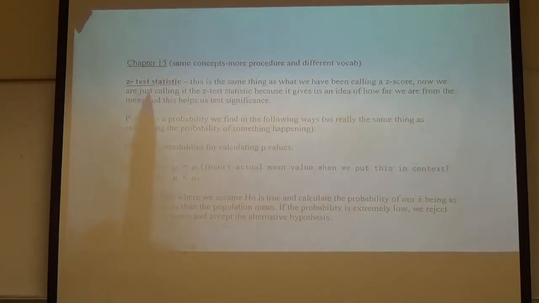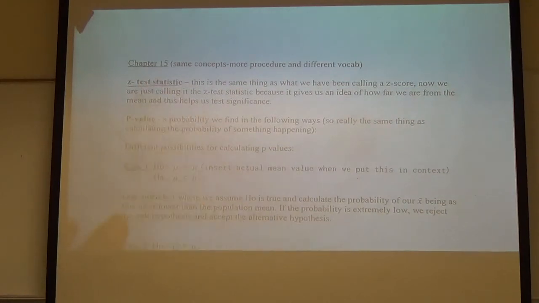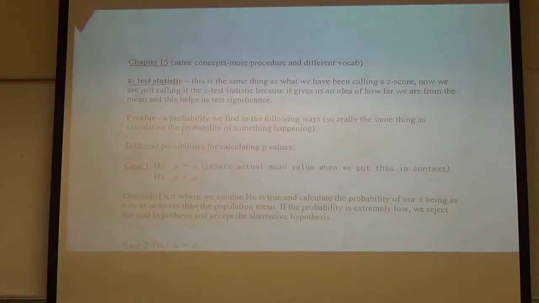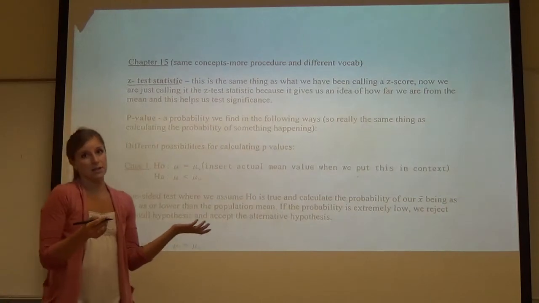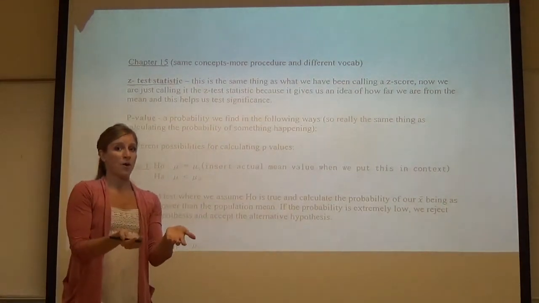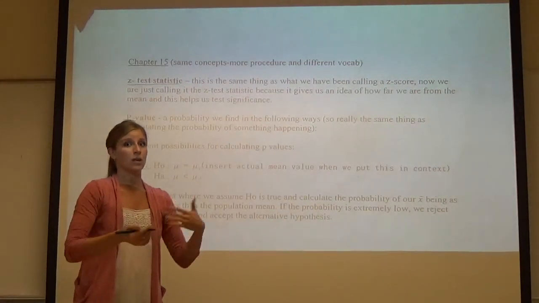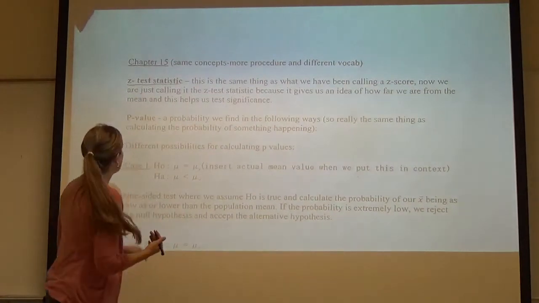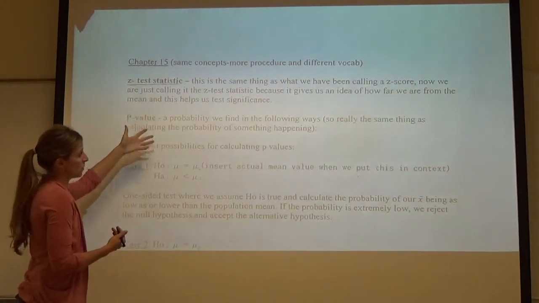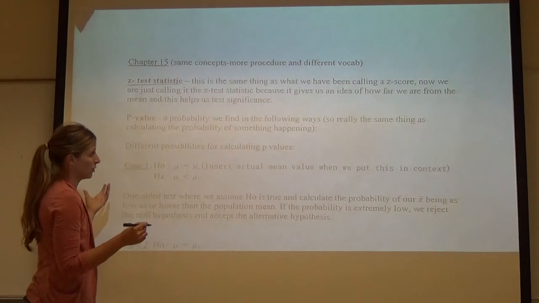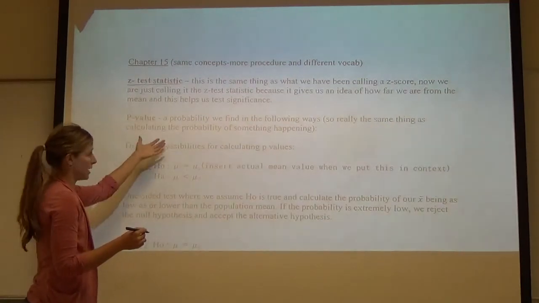Okay, so a few things. First, you'll see the wording z-test statistic. Basically, the z-test statistic is really the same thing we've been calling the z-score. Now we're just using it to help us test for significance, so we call it the z-test statistic. Next, a p-value is just the probability we found in the following ways. So it's really the same thing as calculating the probability.